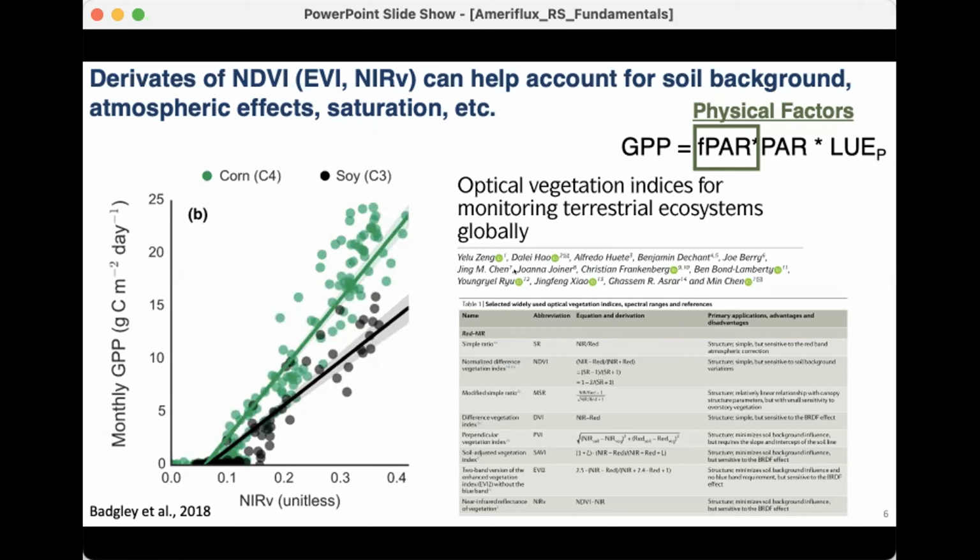And I would also highly recommend this paper by Yelu Zhang that has a really nice table that describes a lot of these different vegetation indices and the primary applications, advantages, and disadvantages, and why one might be better than another depending on the situation.